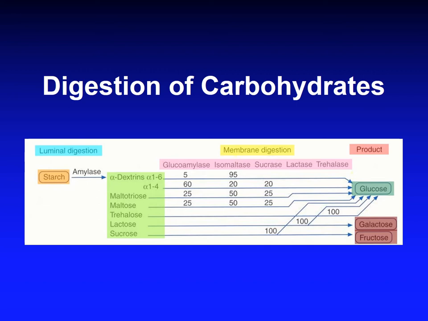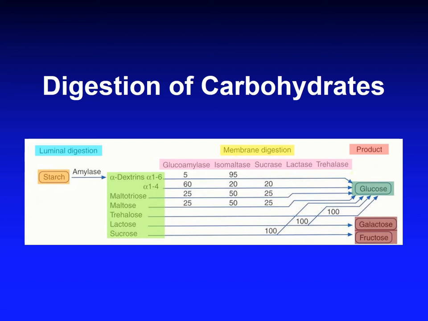Now, when we get the dextrins, maltotriose, maltose, trehalose, lactose, sucrose, when these nutrients touch the membrane of the enterocyte, the apical membrane, they activate another set of enzymes, digestive enzymes: glucoamylase, isomaltase, sucrase, lactase, trehalase. Once these enzymes are activated, they continue to break these materials down into the final product, which is glucose, galactose, fructose.